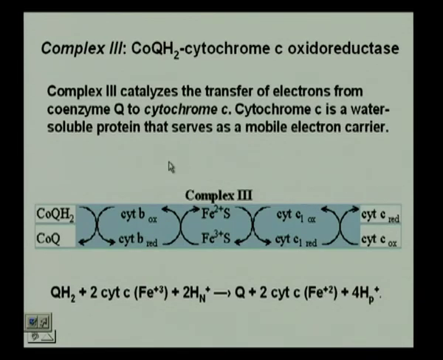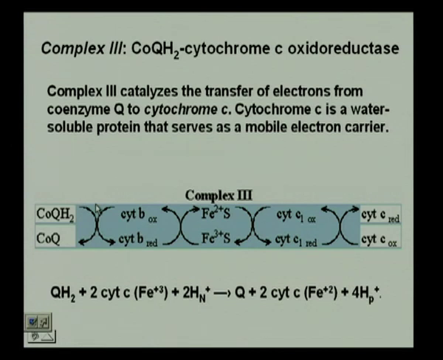In complex 3, the use of cytochromes comes into the picture. What are cytochromes? Cytochromes are proteins that have heme components to them. These hemes have coordinated iron, and the coordinated iron has multiple valency, so it can take up electrons.